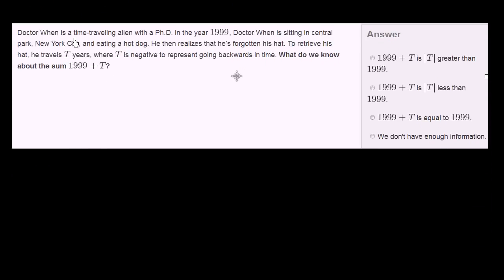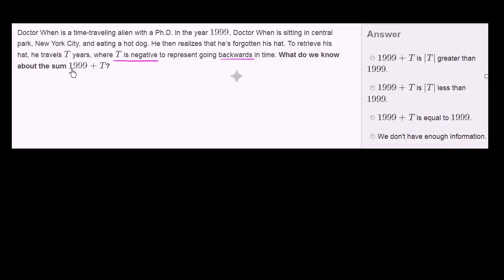Dr. Wen is a time-traveling alien with a PhD. In the year 1999, Dr. Wen is sitting in Central Park, New York City, and eating a hot dog. He then realizes that he's forgotten his hat. To retrieve his hat, he travels t years, where t is a negative number to represent going backwards in time.